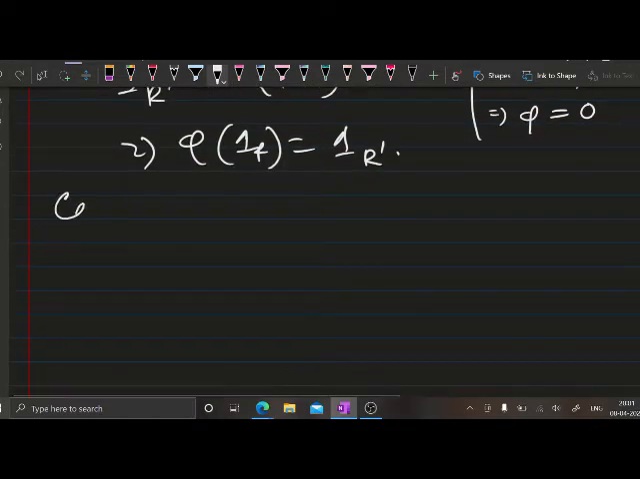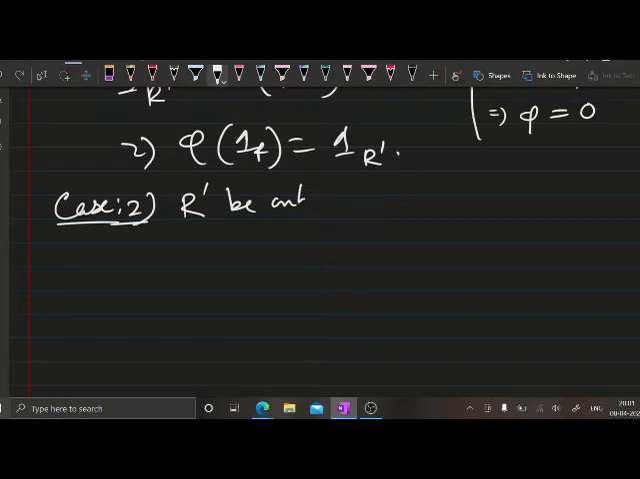Now case 2. Now if we assume that R dash is arbitrary, you do not need to take R dash to be an integral domain. It is an arbitrary ring, and you are going to impose a condition on the map phi by taking it to be onto, that phi is onto.